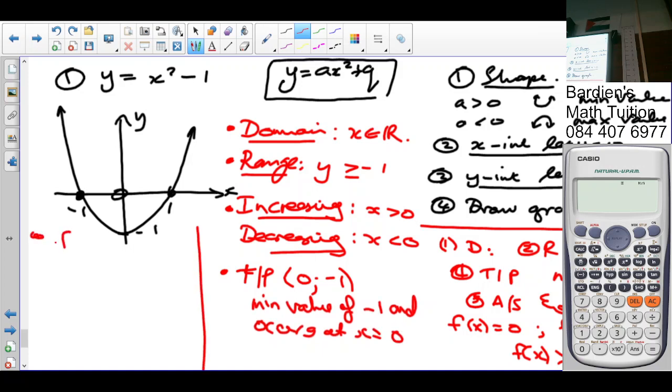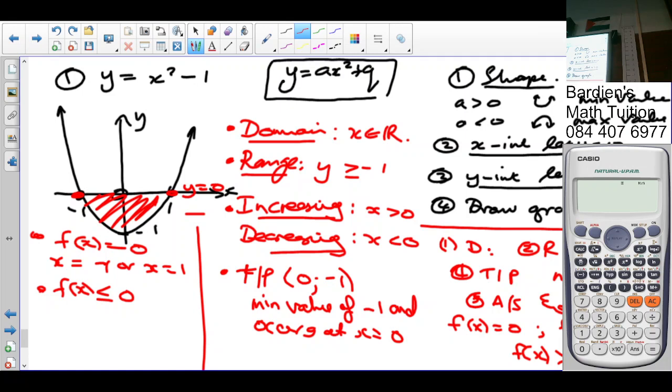Next one. Where is f of x equal to 0? This is the y is equal to 0 line. So it's at negative 1 or 1. Next one. Where is f of x less than or equal to 0? So that means to say it must be below the line. Not so. So it's all this here. So it's a continuous solution from negative 1 to 1. Can you see that? That means your x values at which that occurs. So what do we say? X is more than or equal to negative 1 but less than or equal to 1. Can you see that? Is it equal at negative 1? Yes. Is it equal at 1? Yes.